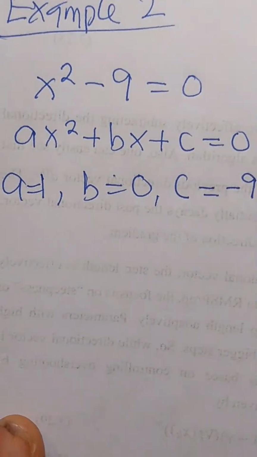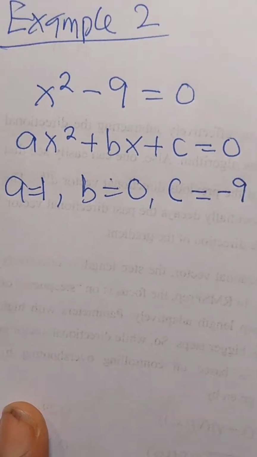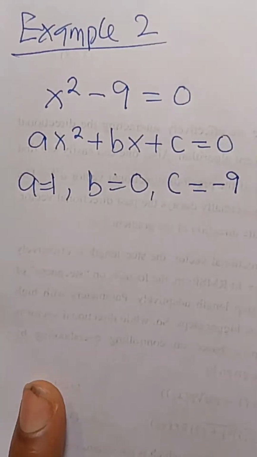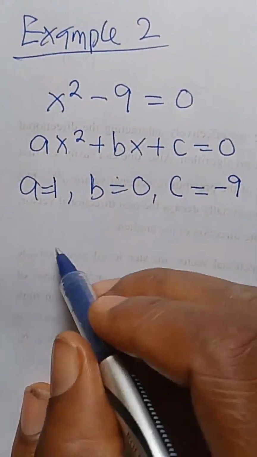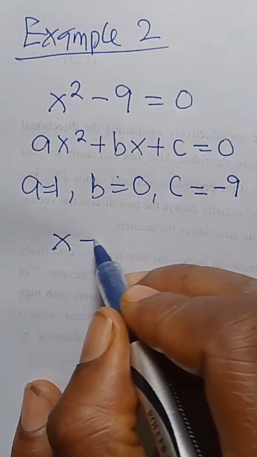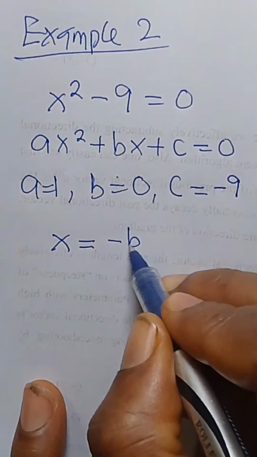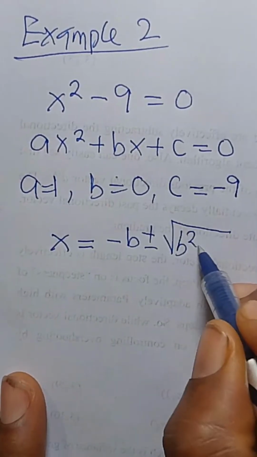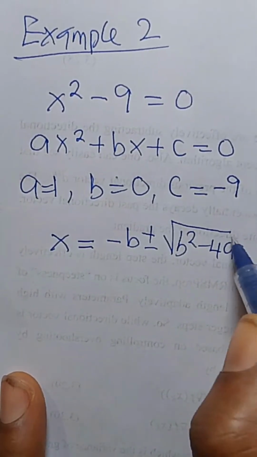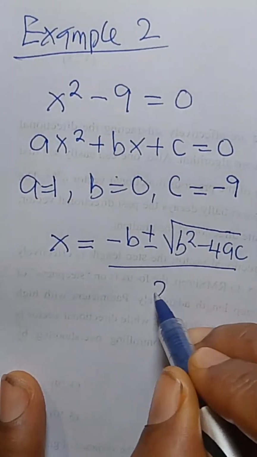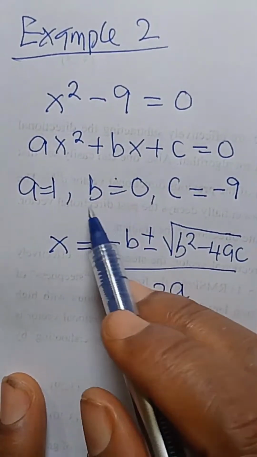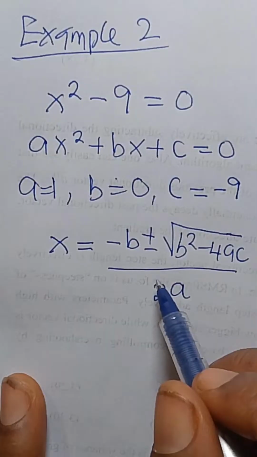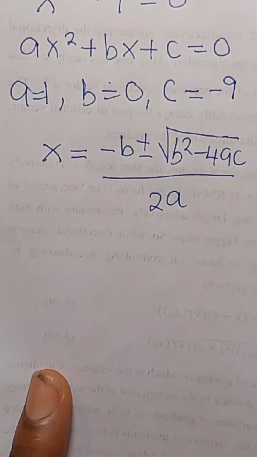Okay, and that is minus 9. Then the next thing we do is, the quadratic formula states that x is equals to minus b plus or minus square root of b square minus 4ac all over 2a. So we're going to substitute this a, b, c into this equation to solve for our x.